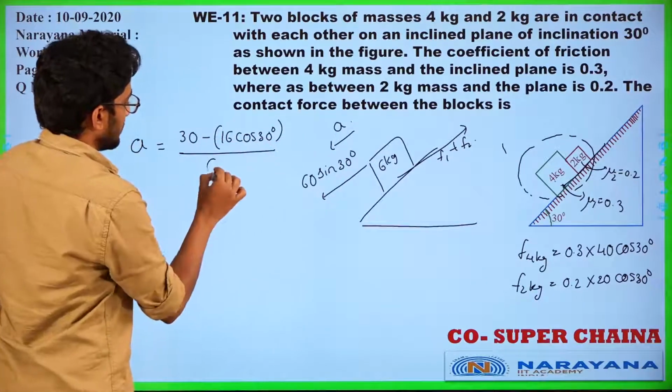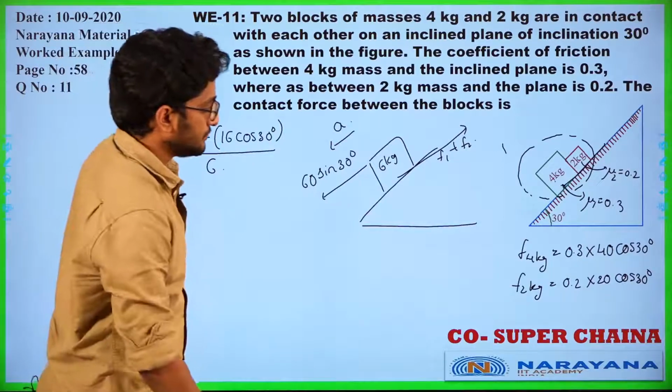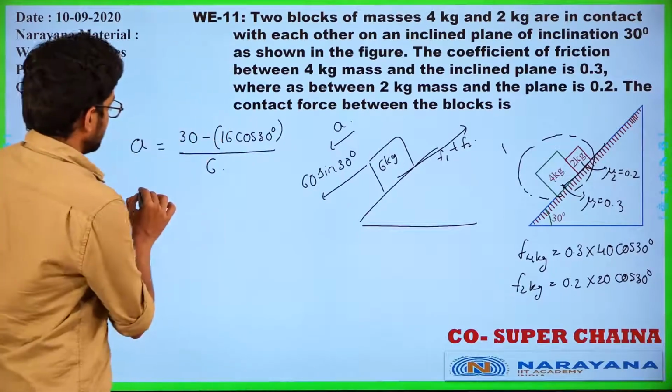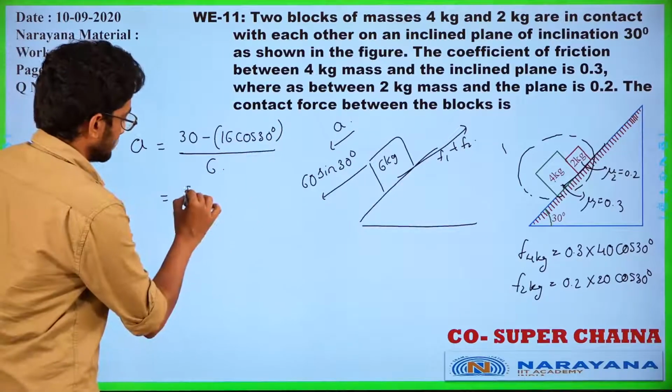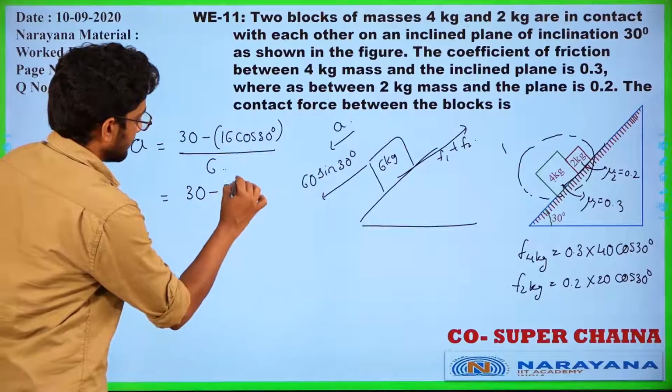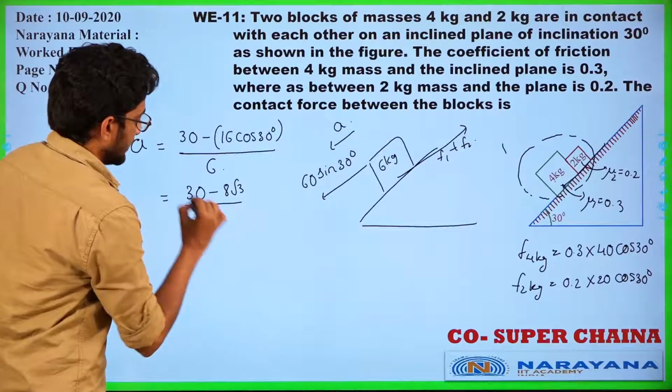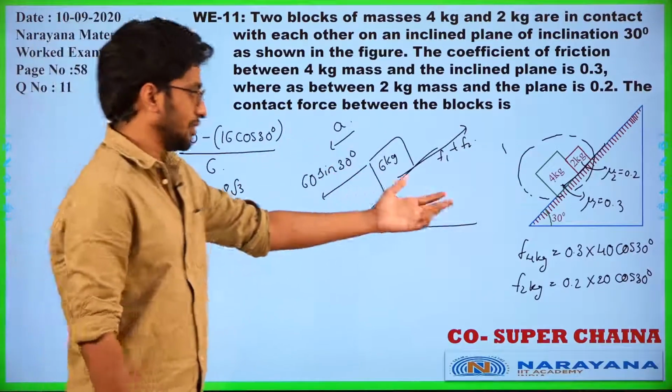Net force by the total mass 6. So acceleration becomes 16 cos 30, that is 16 into root 3 by 2, 8 root 3. So 30 minus 8 root 3 by 6. That is the acceleration of both the blocks. Now I need the normal force between them.